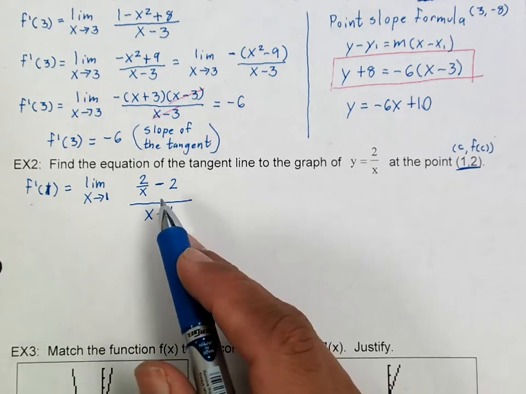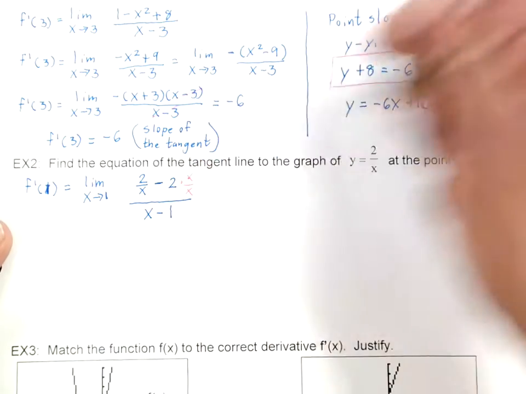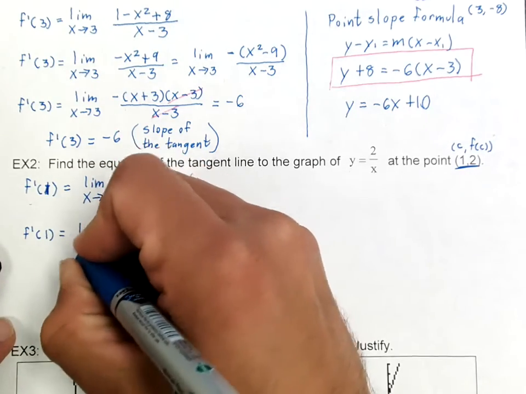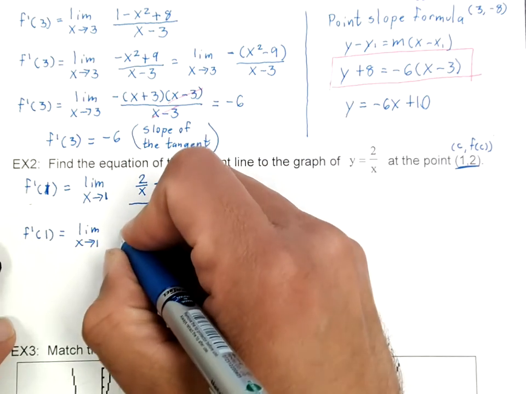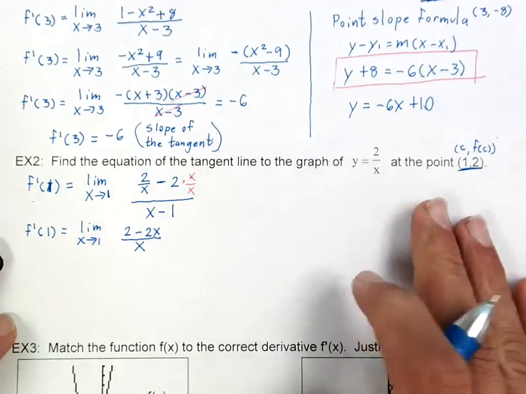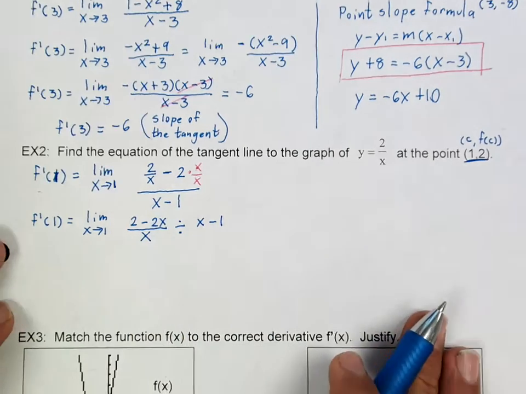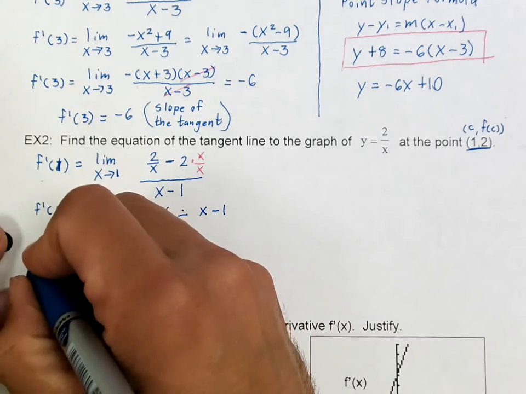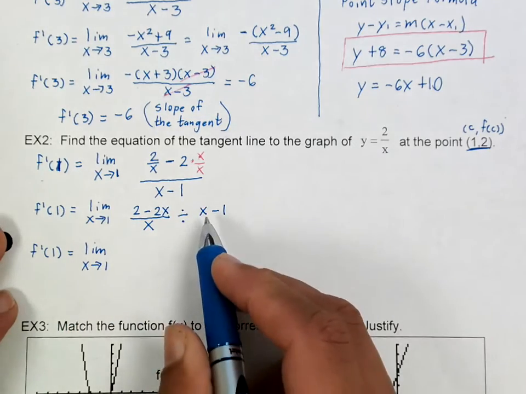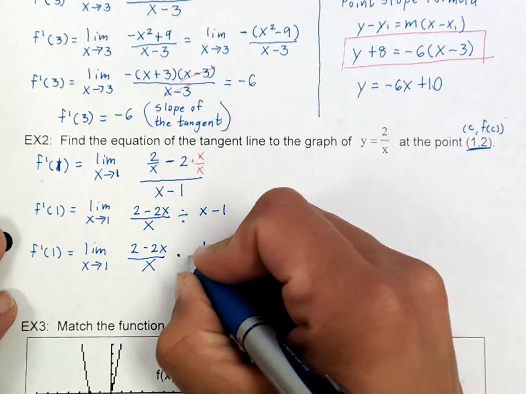All right, so what I'm going to do here is I'm going to find a common denominator up here. So I'm going to multiply top and bottom here by x. All right, so that's what's going to happen. So I have the derivative at 1 is equal to the limit as x approaches 1 of 2 minus 2x over x, and that's going to be divided by x minus 1. All right, so notice that I just kind of rewrote this horizontally. So after that, what I'm going to do is I'm going to go ahead and keep change flip. So I have 2 minus 2x over x times 1 over x minus 1.